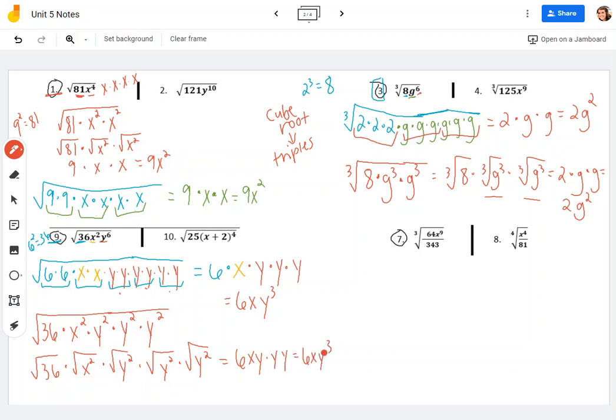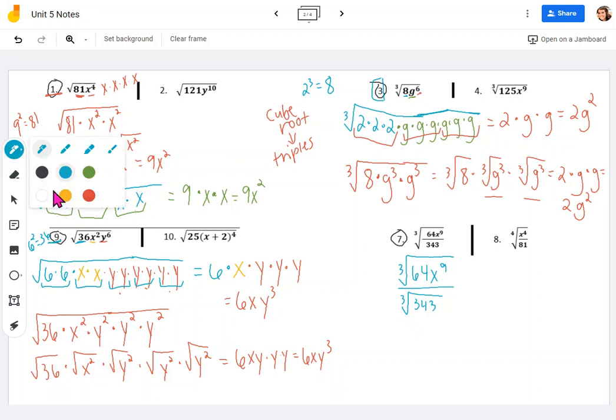All right, our last example here we might notice has a fraction in it, they're being divided. So that's okay because we can just split it up and write the cube root in each part of the fraction. So we could write this as the cube root of 64 x to the 9th over the cube root of 343. So just like all these other problems, we're just dealing with 2 different pieces in the fraction. All right, so 64 and 343.